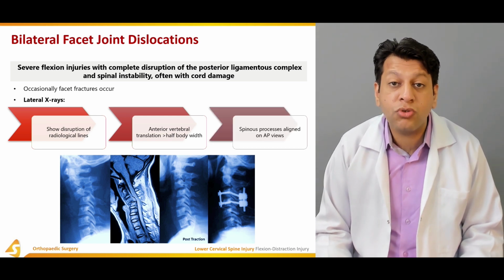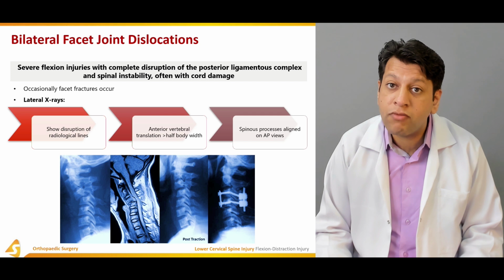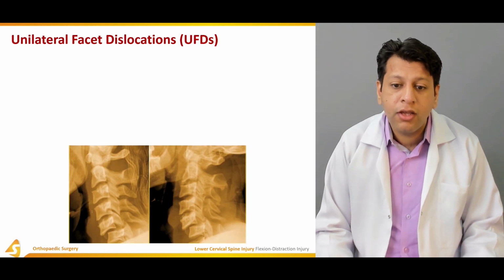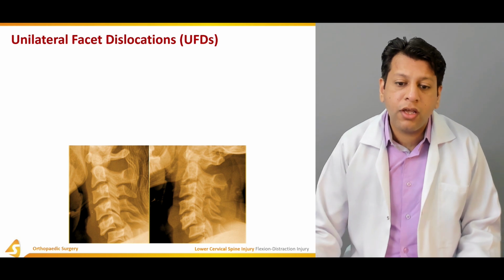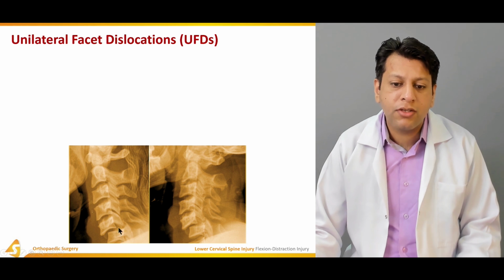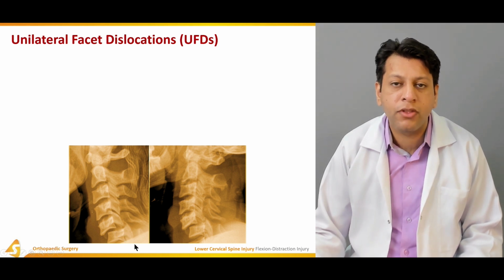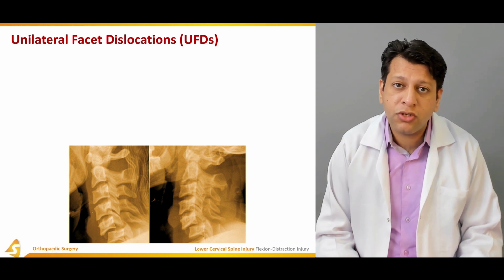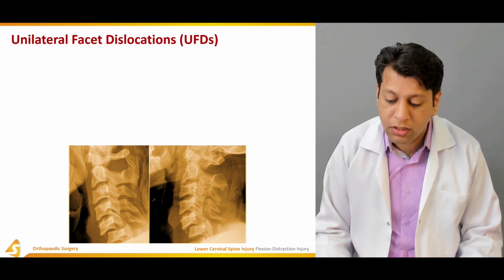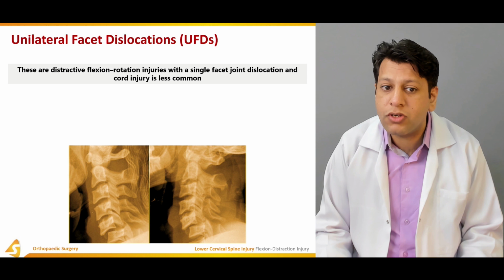Spinous processes are aligned, at least on the AP view. There's no rotation, but the spinous process line over the lateral view may also be disrupted. Now coming to the unilateral facet dislocation. If you see, this is C2, C3, C4, C5 and C6. C5 is translated over the C6. You can appreciate disruption of the anterior vertebral line, the posterior vertebral line, as well as the spinolaminar line. But this displacement is not more than half of the vertebral width. If it's less than half, it means it's a unilateral facet dislocation.